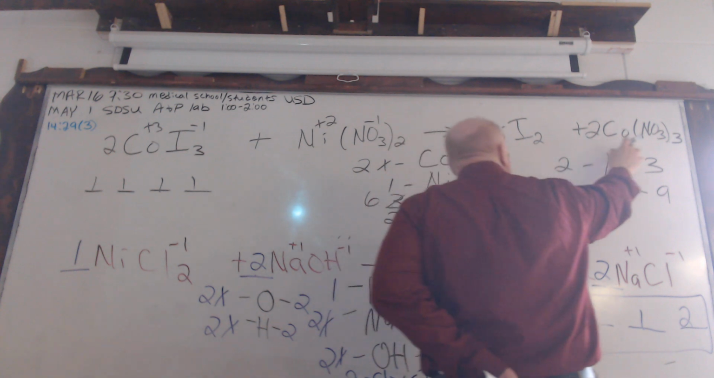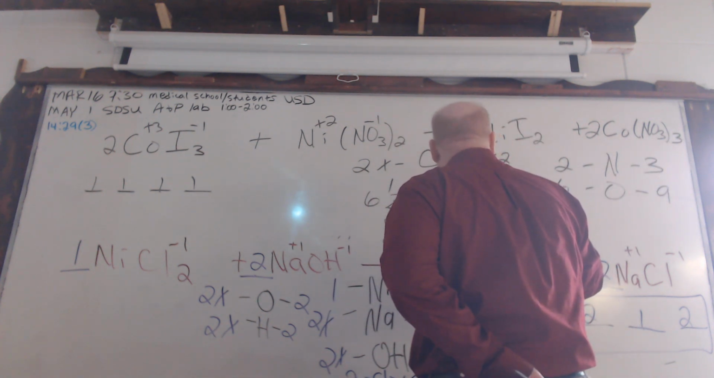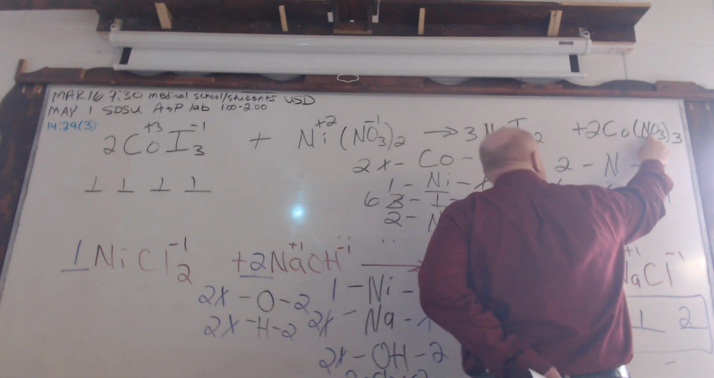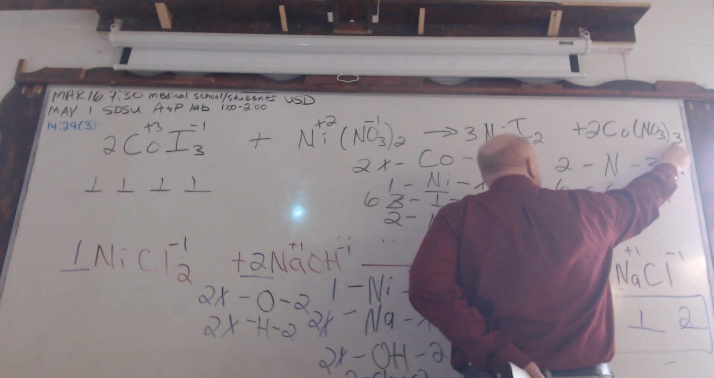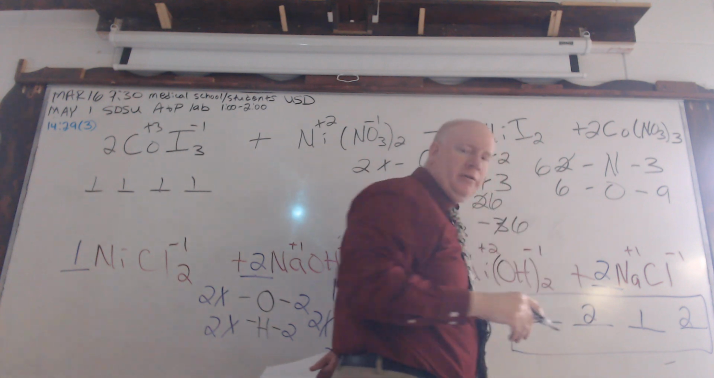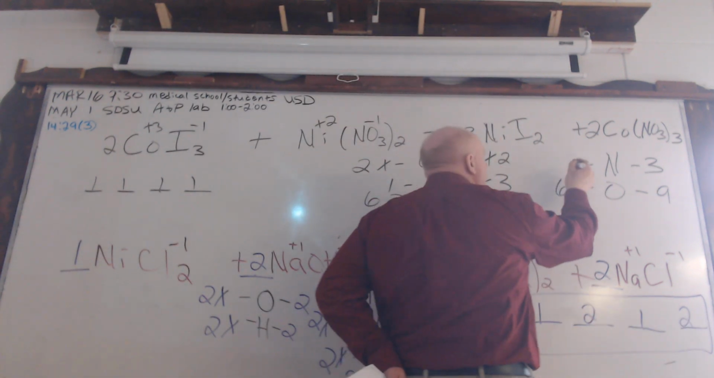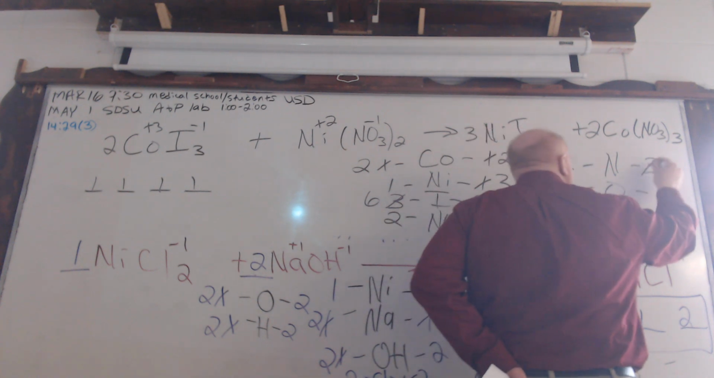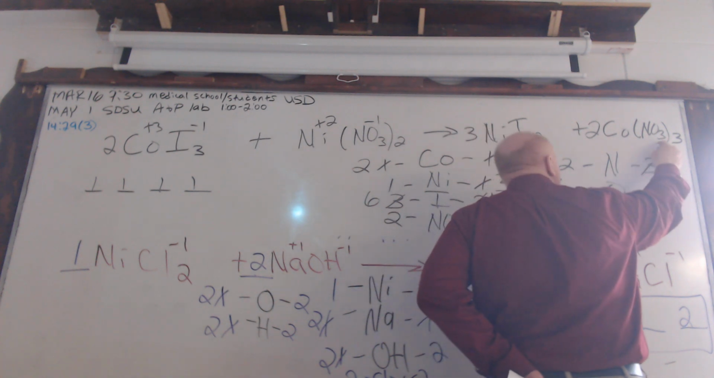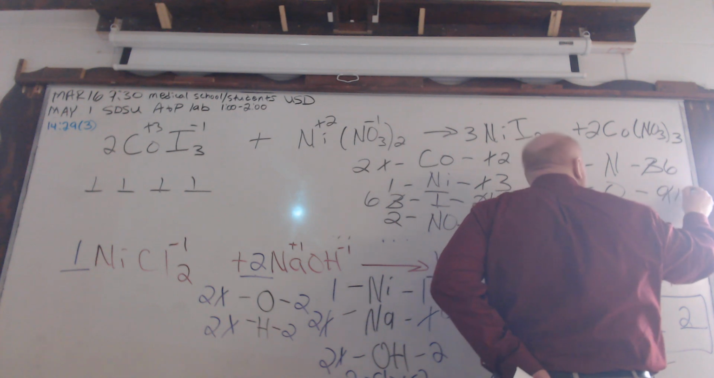And then how many nitrates is that? That's going to be 2 times 3, which is 6. So nitrogens, 2 times 1 times 3. Oops, I did that on the wrong side, didn't I? Okay, so this was a 6. For oxygens, 2 times 3 times 3, which is 18.